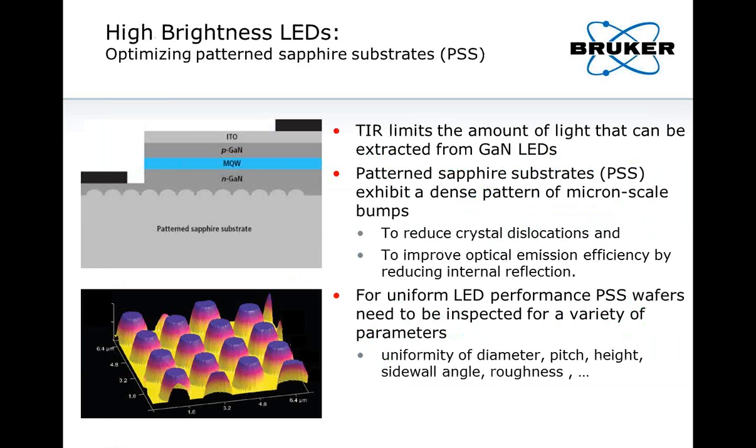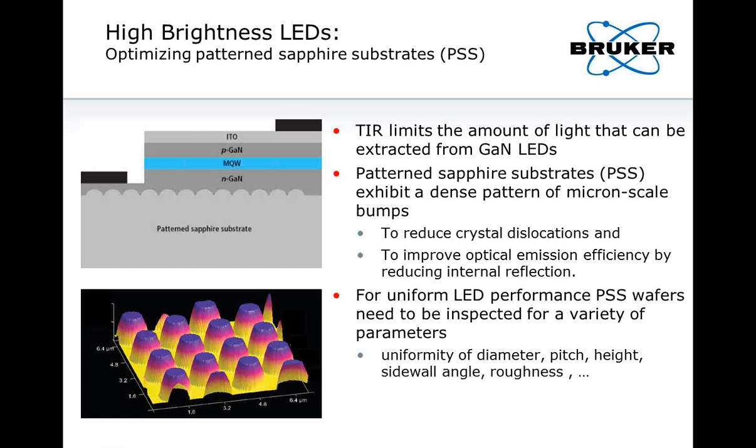Now let's go away from OLEDs to high brightness LEDs. So a stack of a gallium nitride LED is shown on the left here, and they're often made on patterned sapphire substrates.